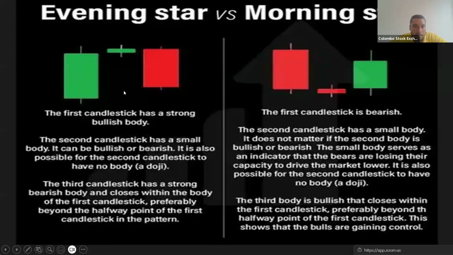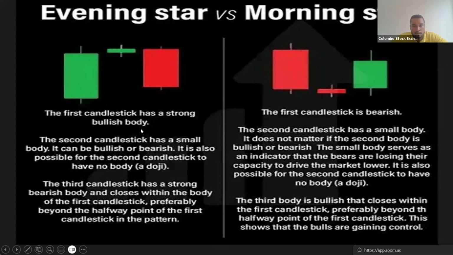So there are some other rules as well. This second candle should be within the first candle. That means the red candle, or the third candle, should close below the midpoint of the first candle, right? So in the first candle, the middle point is this, no? This is the midpoint, right? And this red candle needs to close below that point. Here you can see the price has closed below that point, right? So this is a confirmed evening star, right?